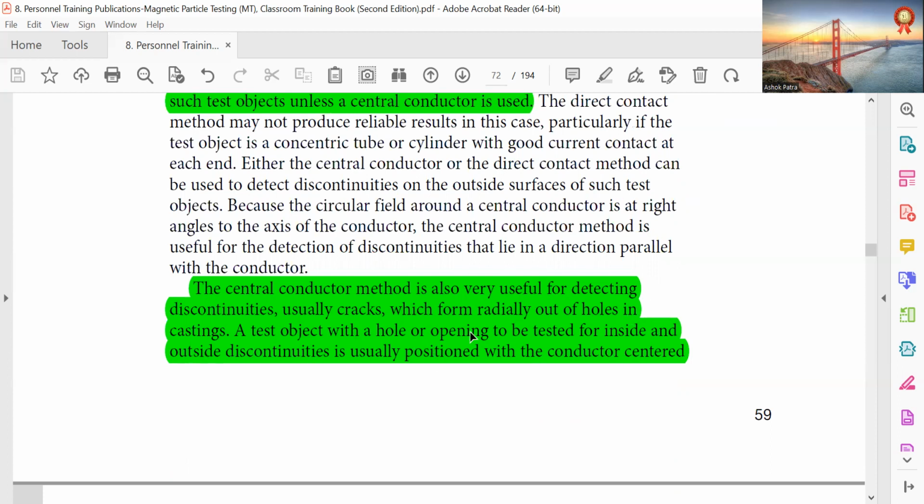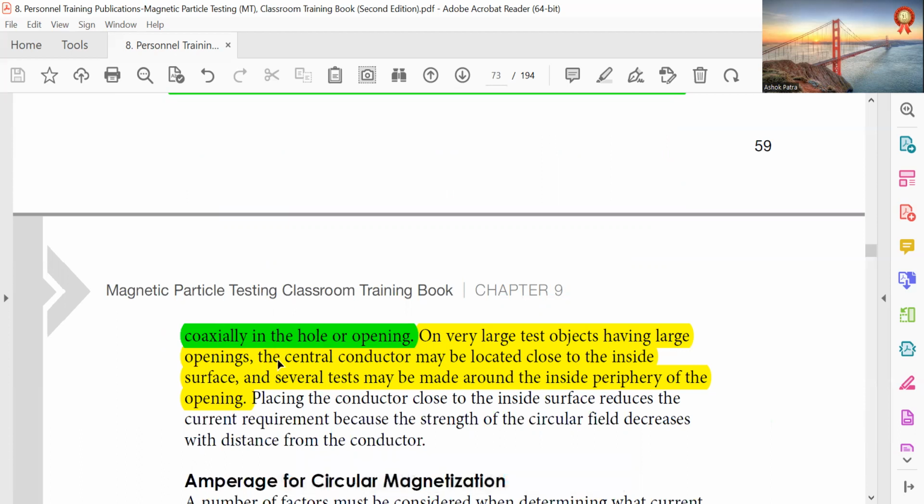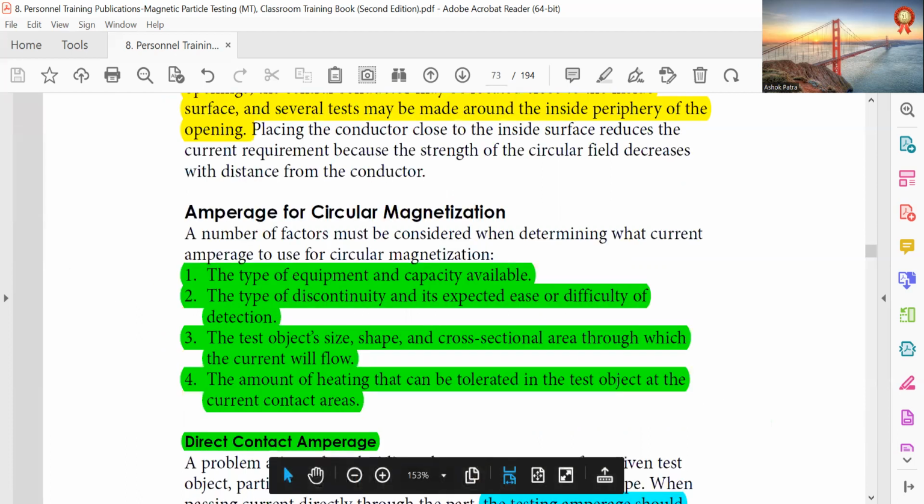A test object with a hole or opening to be tested for inside and outside discontinuities is usually positioned with the conductor centered coaxially in the hole or opening. For very large test objects having large openings, the central conductor may be located close to the inside surface, and several tests may be made around the inside periphery of the opening.